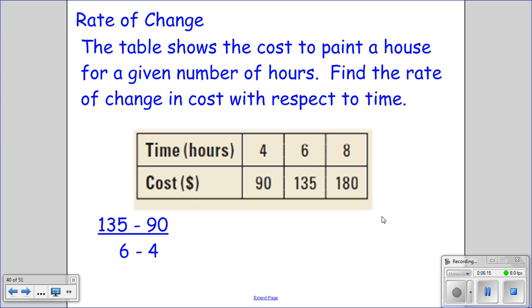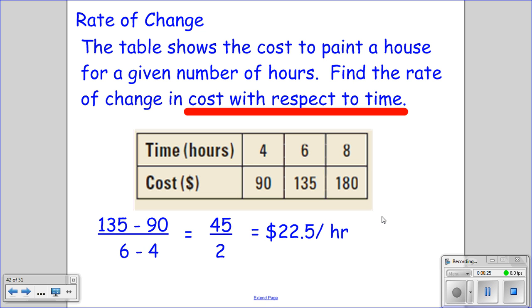That means that I have 135 minus 90 over 6 minus 4, change in y over the change in x. That gives me 45 divided by 2, which is $22.50 per hour. They wanted the cost with respect to time, so they wanted to know how much money per hour. It tells us exactly how to divide them, money divided by hours.